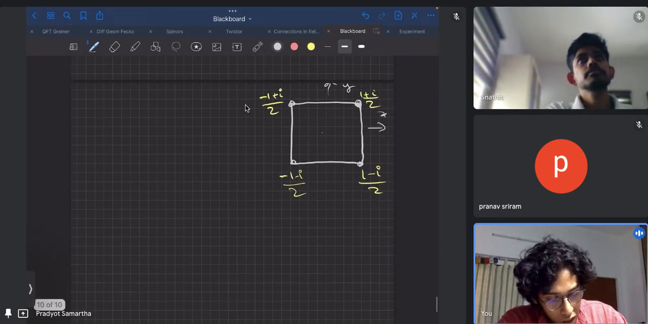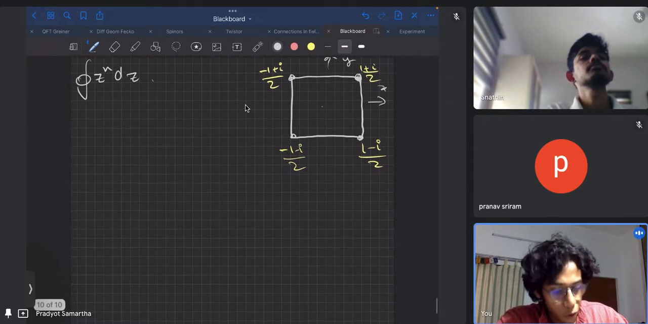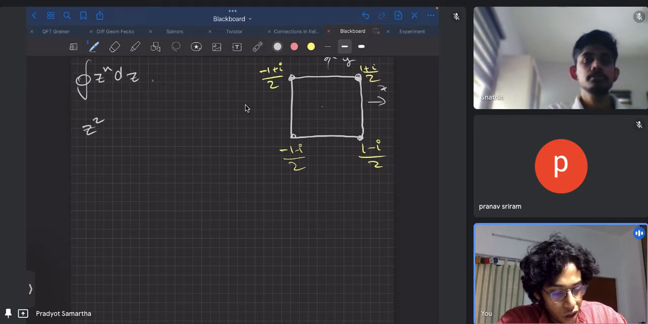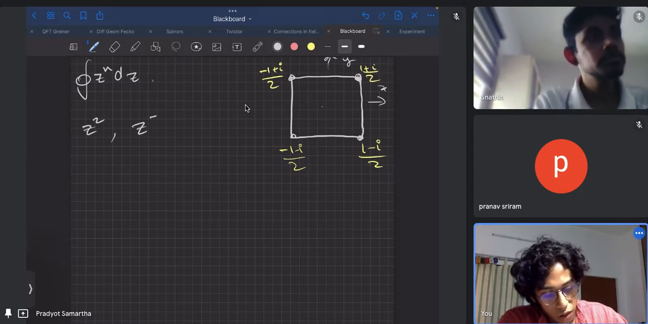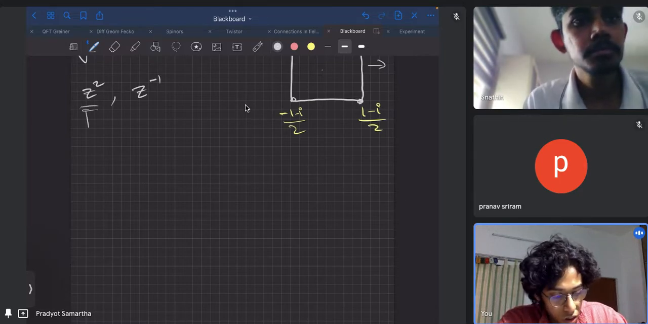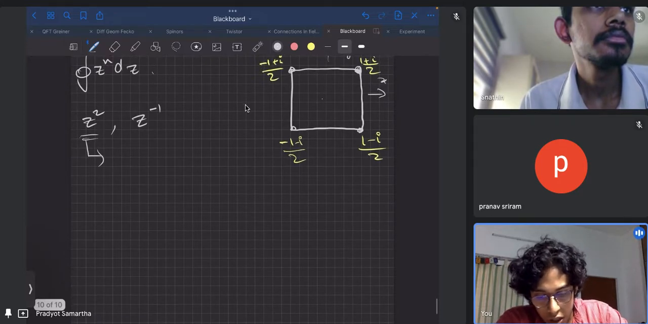Calculating the integral of f(z) = z to the power of n again. We'll look at the example of z to the power of 2, and then we'll look at the example of z to the power of minus 1. We'll consider these two examples. For g, it is z square. So we'll label our segments.